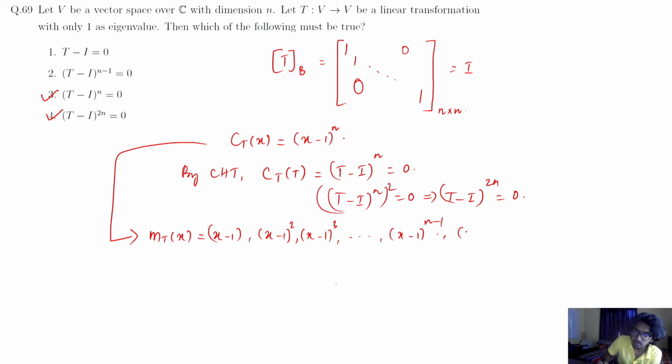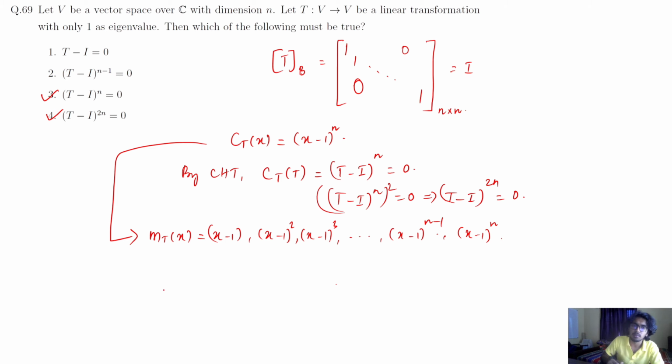Okay, let me write this way. Suppose the minimal polynomial takes any of these chances. In this case also, your (x − 1)^n would be 0. Even though your minimal polynomial takes these n − 1 chances, this is true in general. But suppose your minimal polynomial takes this chance, then what happens? None of these is true. So your (T − I)^(n−1) = 0 need not be true in general.